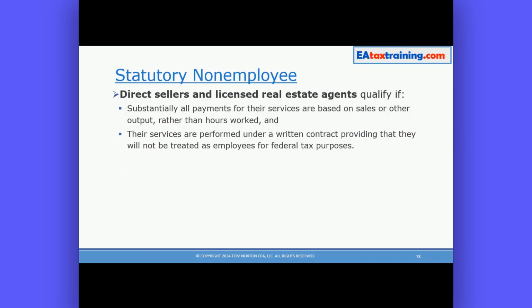So direct sellers and licensed real estate agents qualify if substantially all of the payments for their services are based on sales or other output rather than hours worked. So they're getting some kind of commission, not an hourly type of wage. And their services are performed under a written contract, providing that they will not be treated as employees for federal tax purposes. So they're getting paid based on commissions, and there's a contract between them and the company that's paying them that says, I understand that I am not an employee and I am an independent contractor.